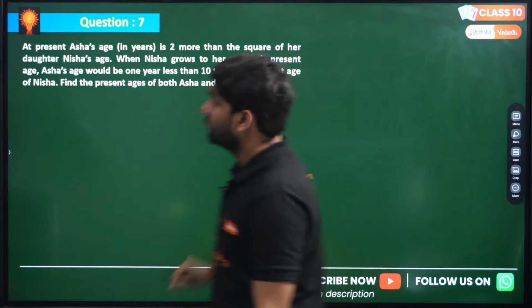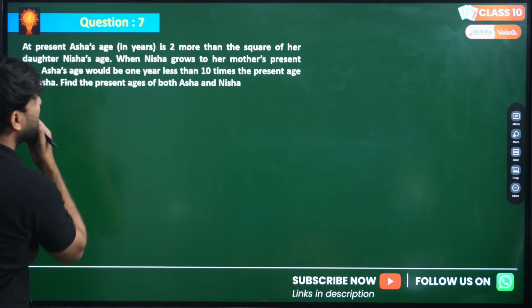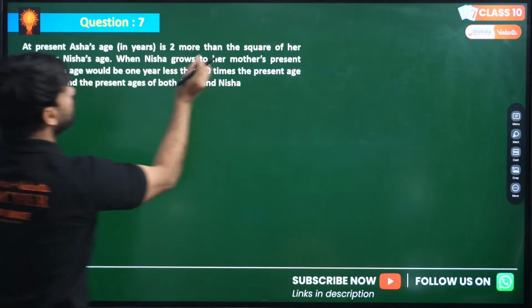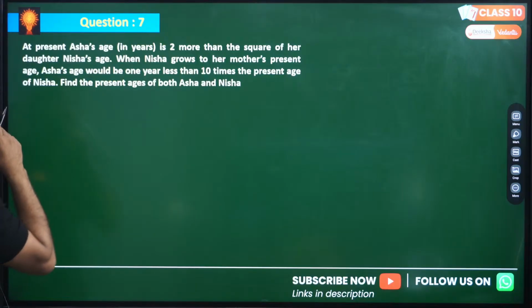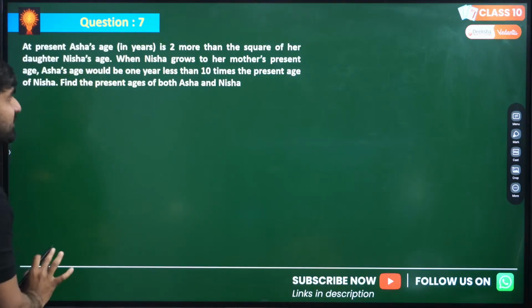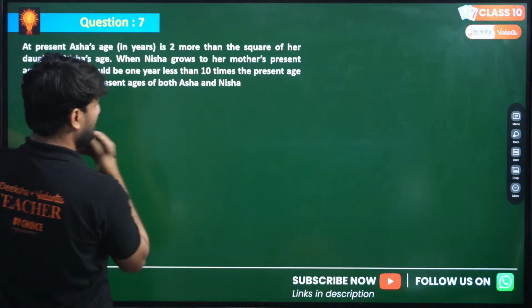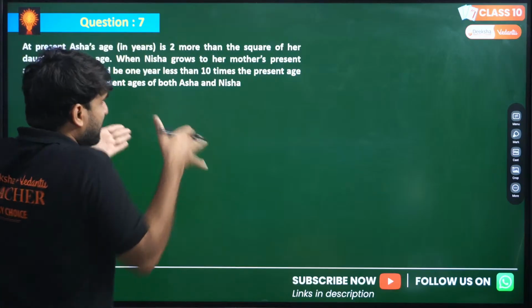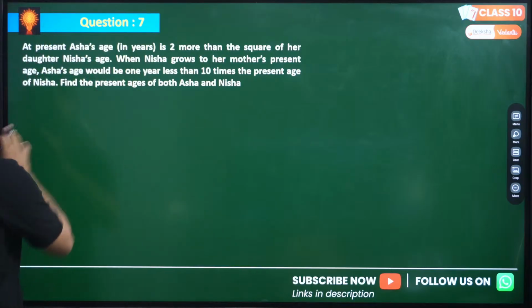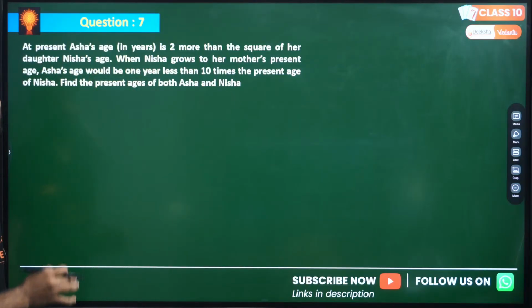Question number 7. So the question is, at present Asha's age is 2 more than the square of her daughter's age. Her daughter's name is Nisha. So when Nisha grows to her mother's age, whatever the difference between their ages, Asha's age would be 1 year less than 10 times the present age of Nisha.